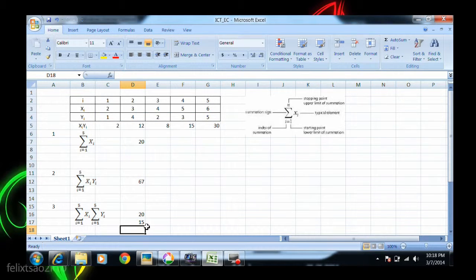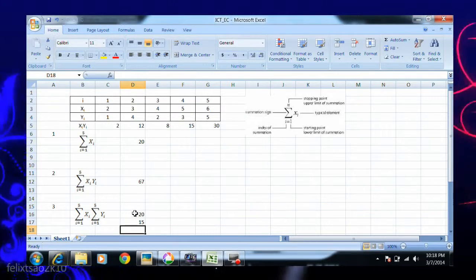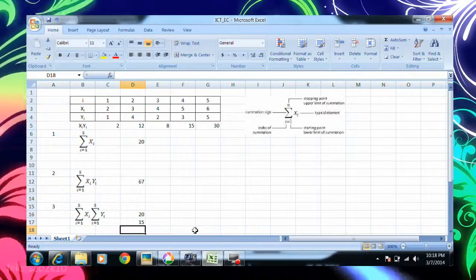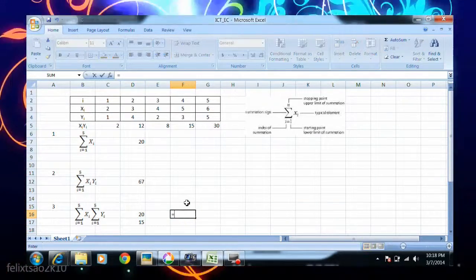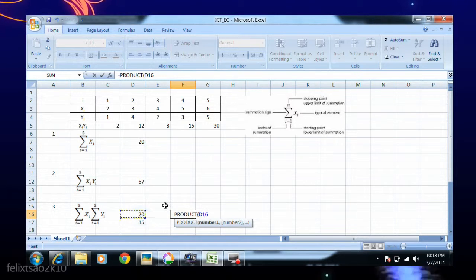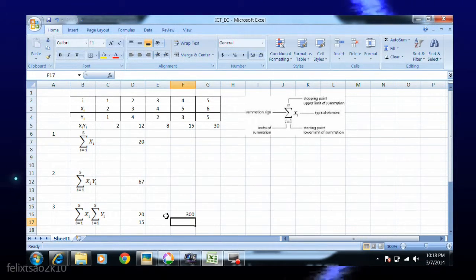So we're going to get the product of these two values because of the equation. We're just following the equation. So basically the product of this and this is 300, and that is our answer.